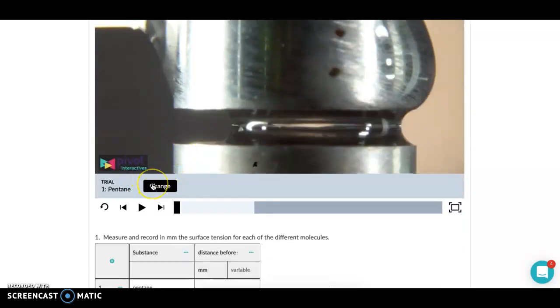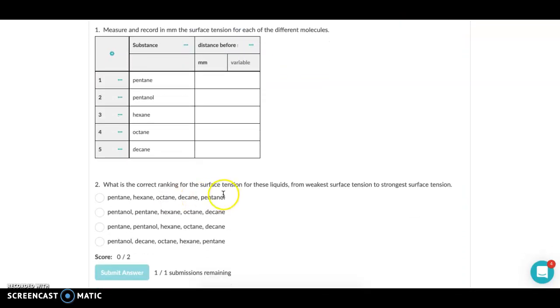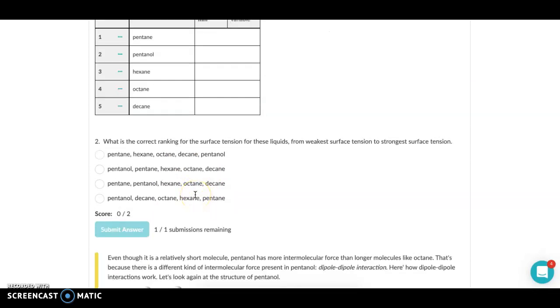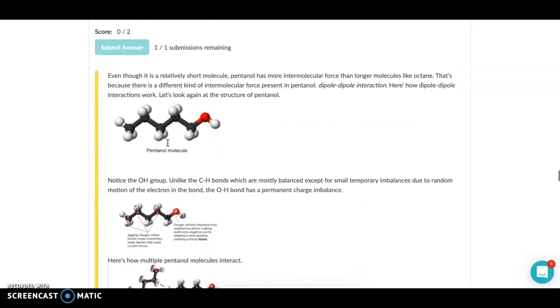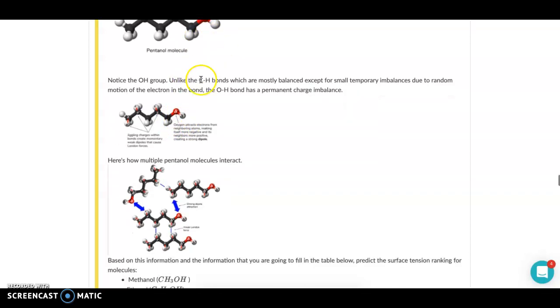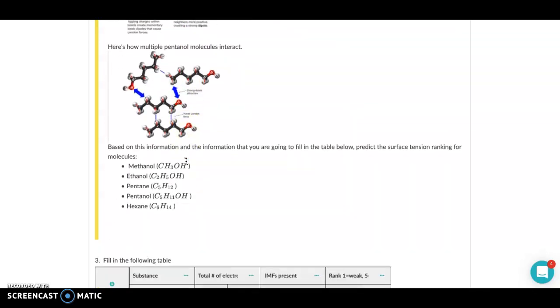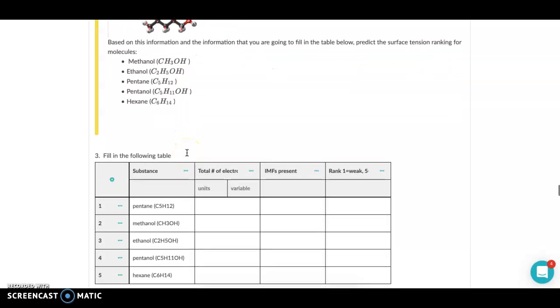So again, watch the video, measure the distance, record your data, and then rank them in order of weakest surface tension to strongest surface tension, with an emphasis looking at the alcohol pentanol and how that group compares. So here we look at what happens with this hydroxyl group in the pentanol molecule and how that interacts. So make sure you read this carefully. I know there's a lot of reading in this lab, but it is really helpful.